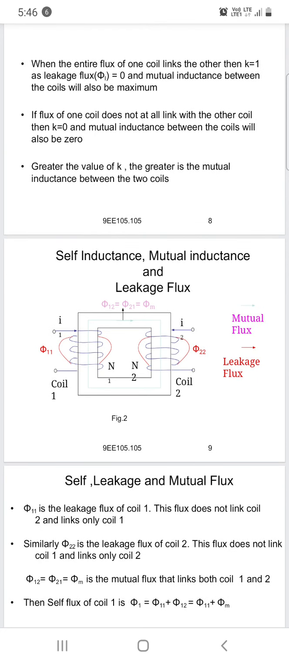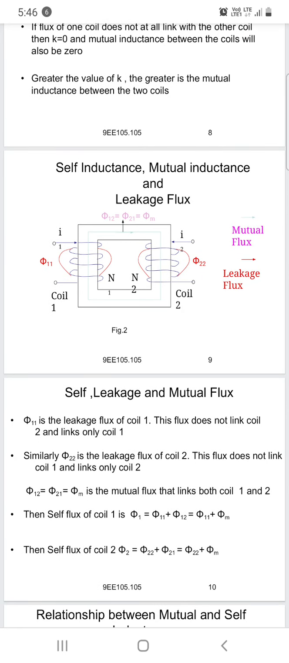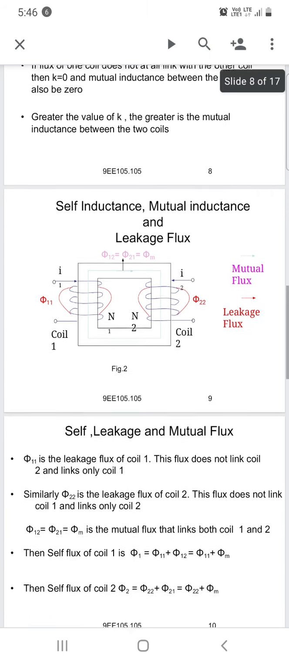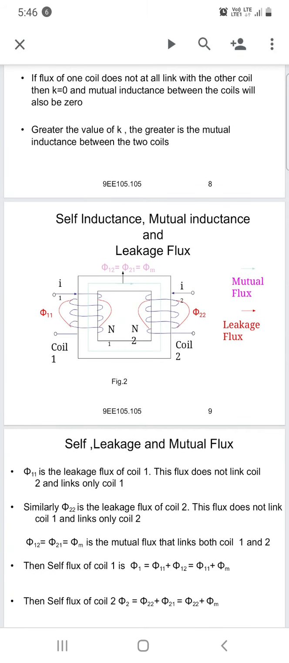Here, self inductance, mutual inductance and leakage flux. Here a core is there. So this is the core, and on the core two windings are there. One winding is connected with this core.